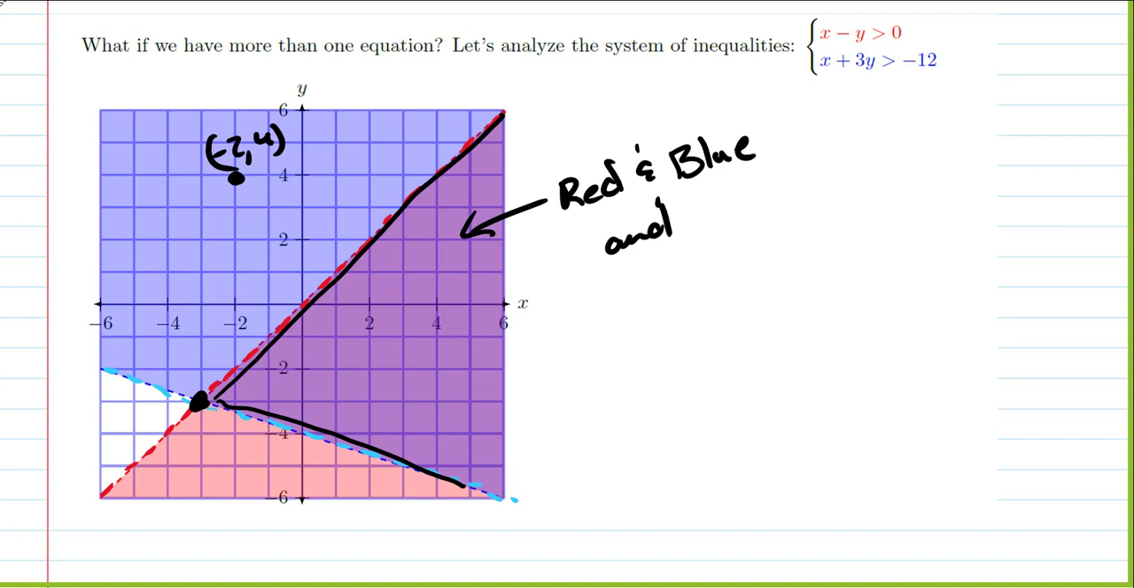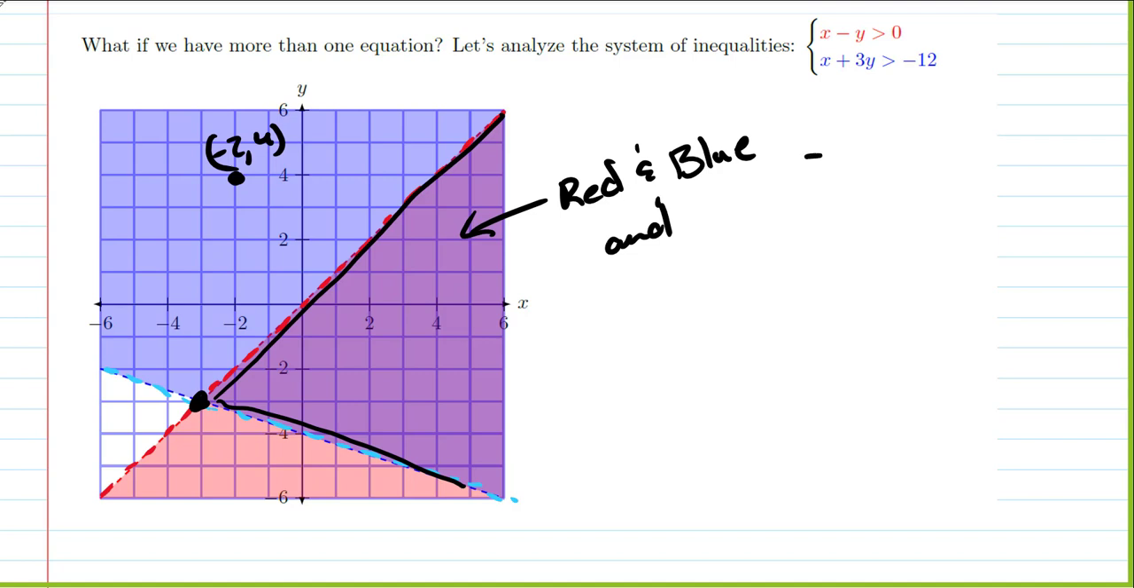Well, is it in the red shaded region? Would it be the blue one because it's in the blue area? Yeah, exactly. It's in the blue region, so it would make the blue inequality true. It's not in the red region, so it wouldn't make the red one true.